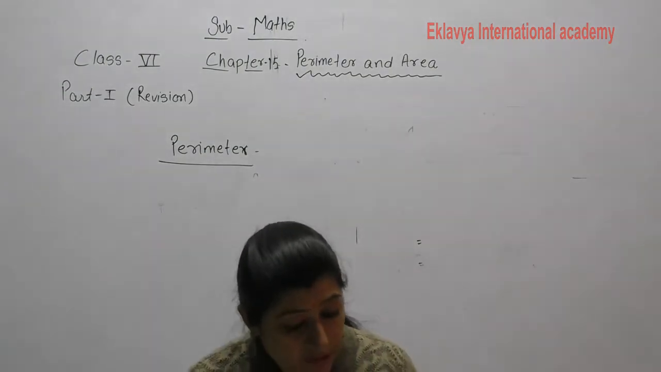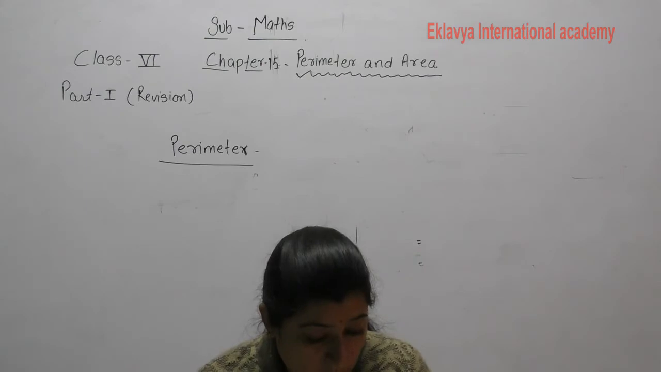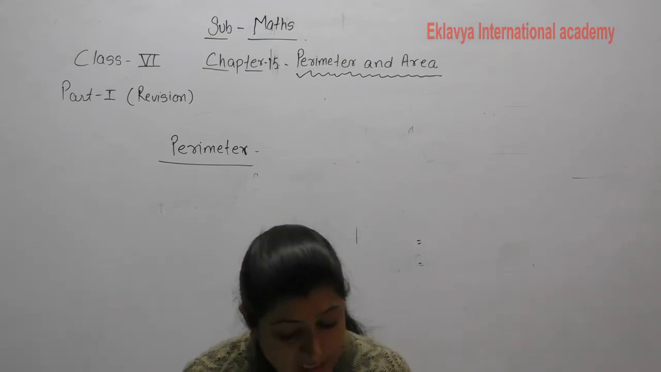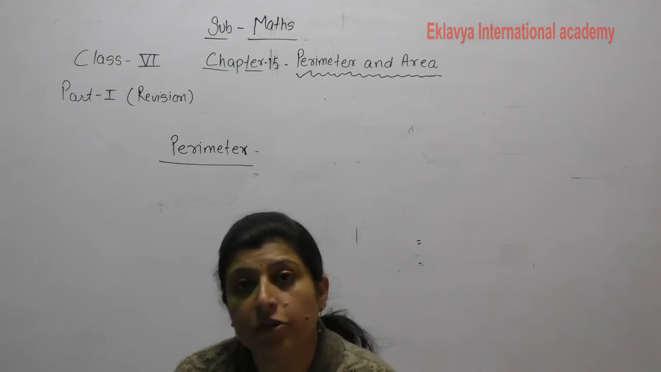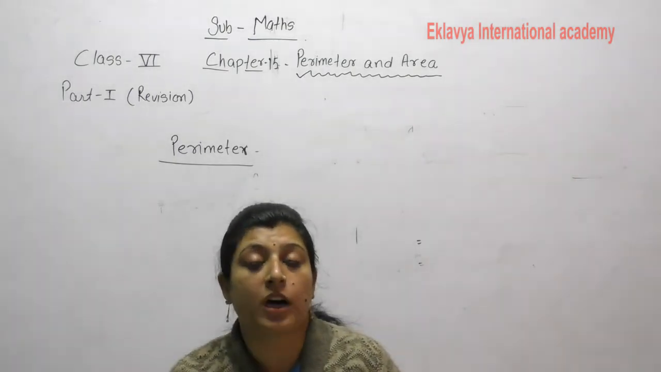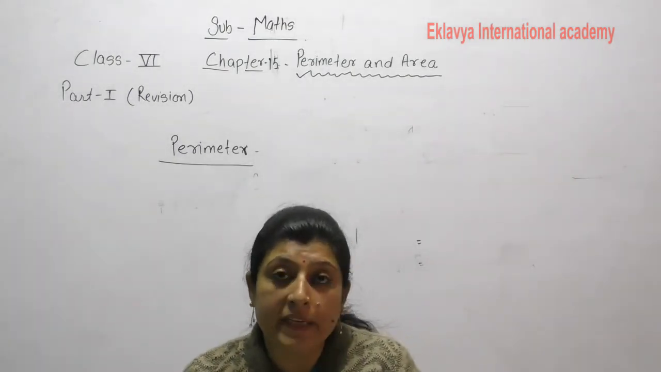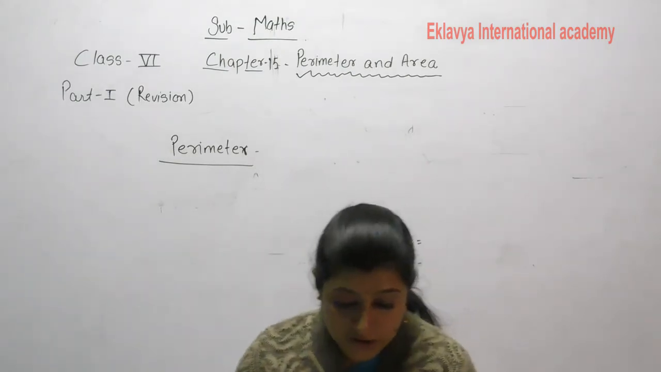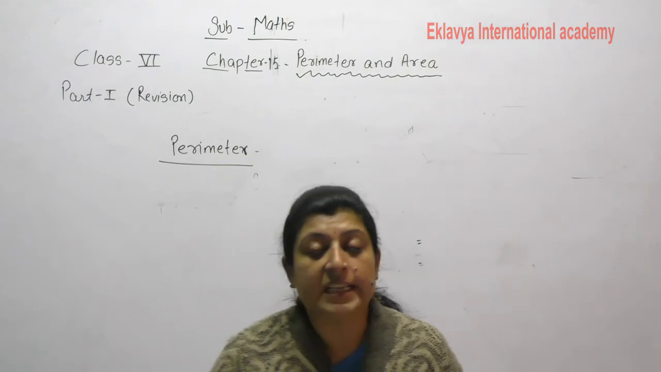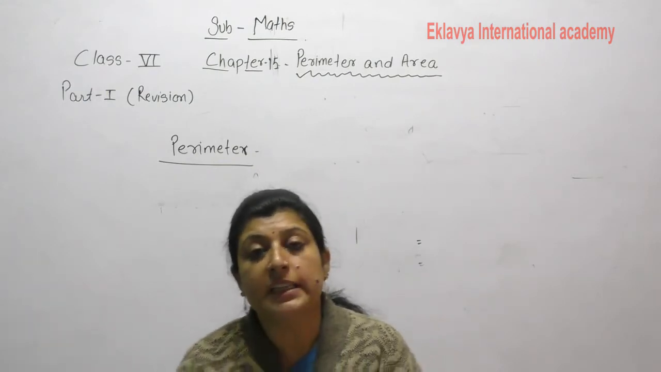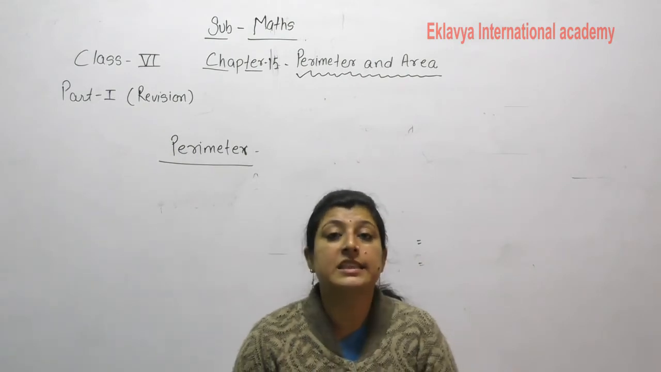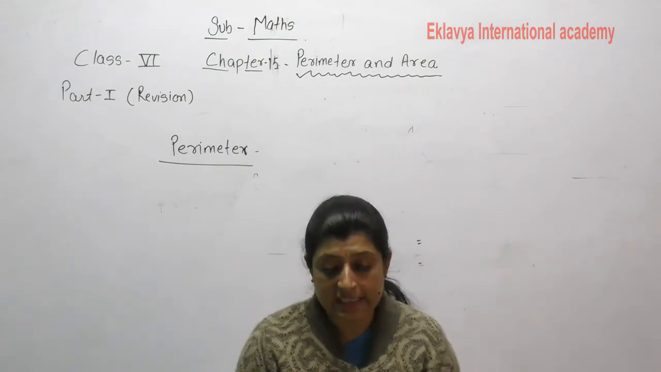Then some questions are given to you related to perimeter of rectangle. Now see, application of the above formula means how we want to use the application of perimeter of rectangle. Examples of this exercise we already solved in the previous video. So today we will discuss the exercise.